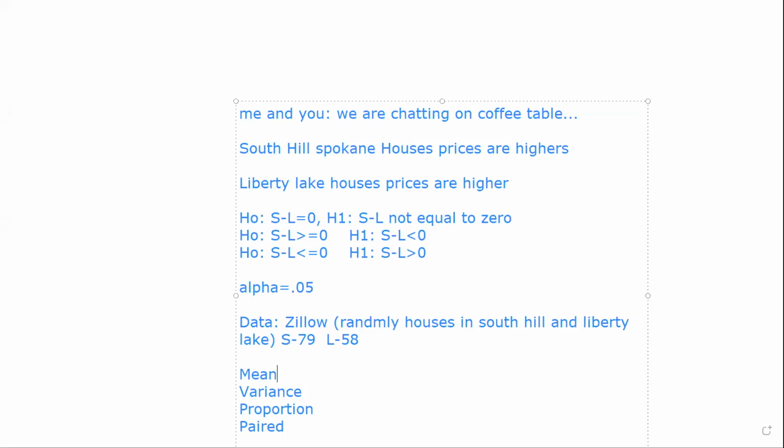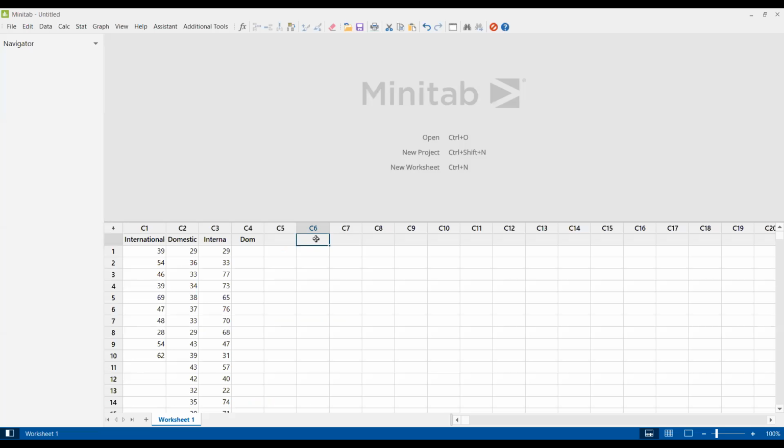Now look into my Minitab. I'm just going to share Minitab. Hope you can see. So this is my South Hill, and this is Liberty Lake.